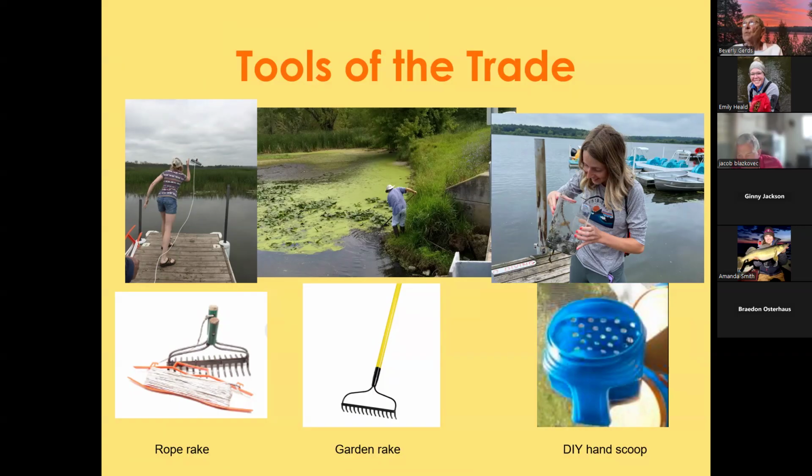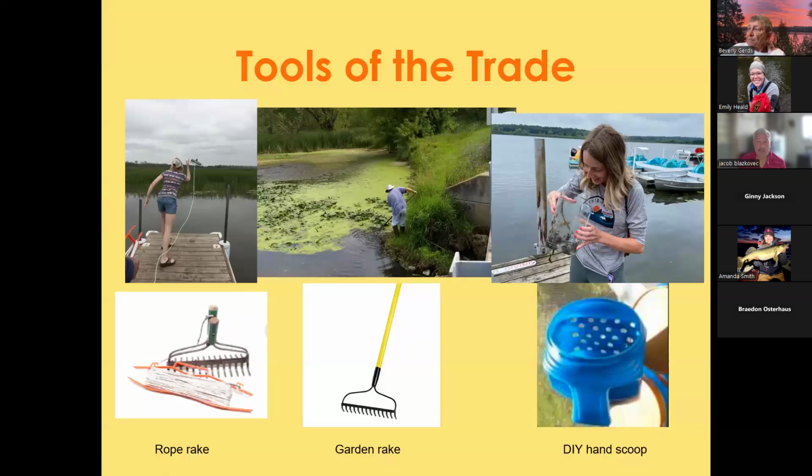So the first one that your site leader is very likely going to be having you use is called a rope rake. And it's basically just what it sounds like. It's two ends of a rake that are welded or zip tied together, and they're attached to about 35 to 40 feet of rope. And this is used, you can see the scale doing it up here. It's used to toss out into the water to collect that vegetation that's farther away from you that you might otherwise not be able to see or reach.